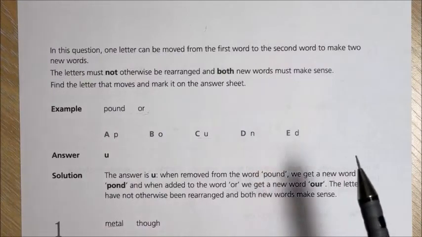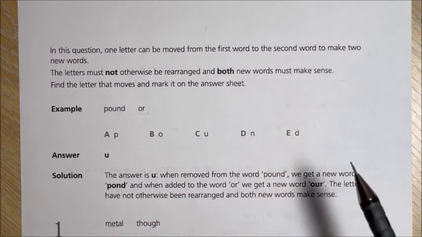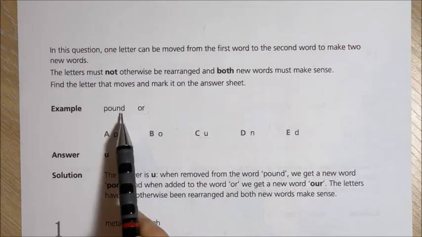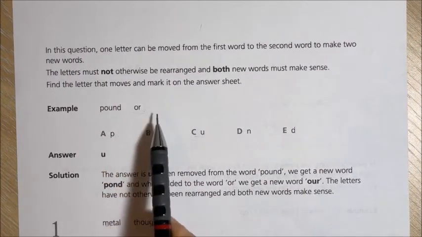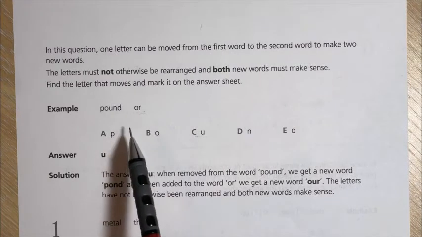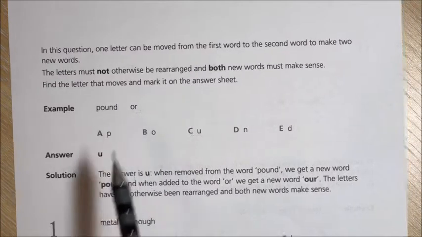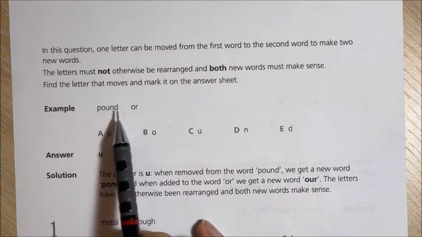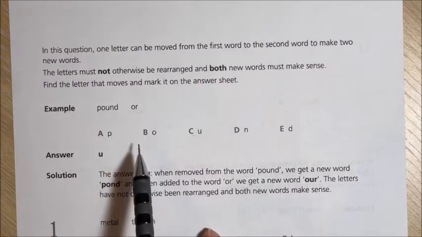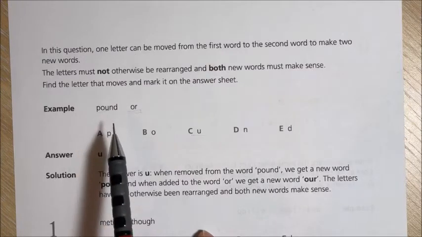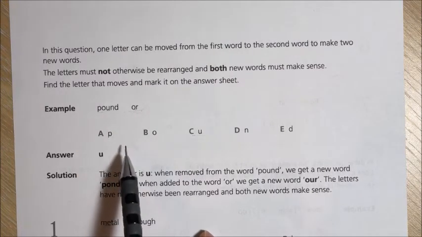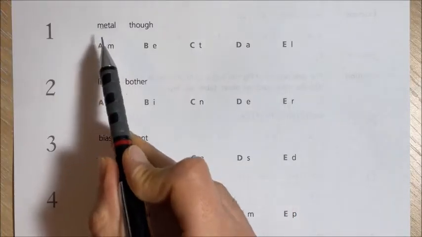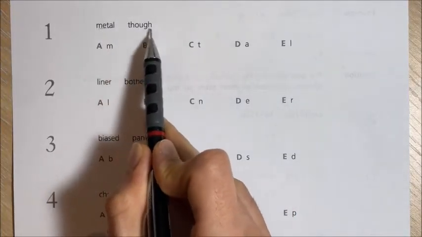This first type of question is called Move a Letter. We'll be given 2 words, and we have to move 1 letter from the first word to anywhere in the second word in order to make 2 new words that both make sense. For example, in this first one, we have the word pound and the word or. If we move the letter U to the middle of this word, then we can make the words pond and hour.